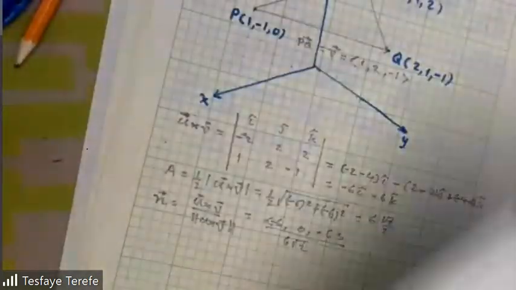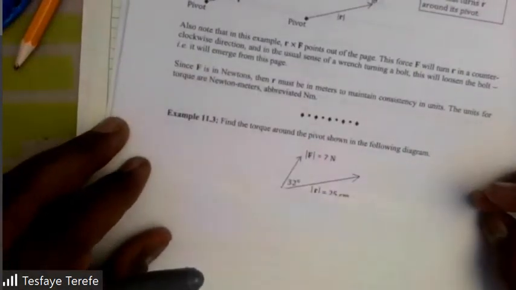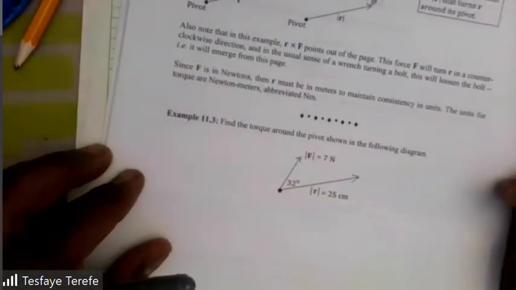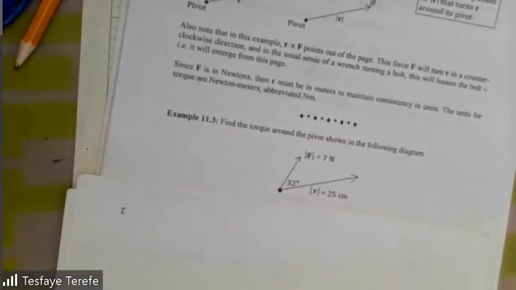Here is an example, and I want you to work on this. Find the torque around the pivot shown in the following diagram. Okay, the force has a magnitude of 7 Newton, and the radius is 25 centimeter. By the way, torque is measured in Newton meter, so be careful, the radius is in centimeter.